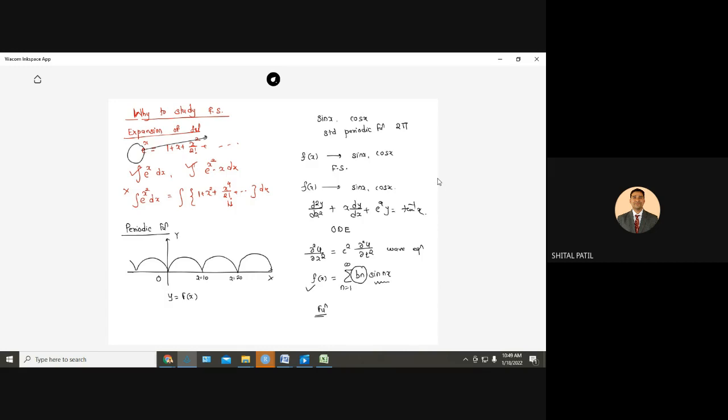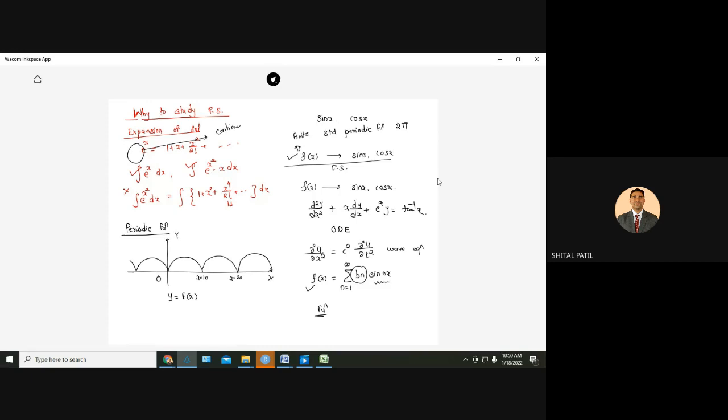For this, the condition on the function should be that it is continuous. But the same condition is not there on f of x. If you want to find the Fourier series expansion, the function f of x may be discontinuous also. A finite number of discontinuities are allowed. There are two or three conditions, I'll tell you what they are. So the function may be discontinuous at a few points, a finite number of discontinuities are allowed. And then if the function is periodic, we can write f of x in terms of sin x and cos x, known as the Fourier series expansion.